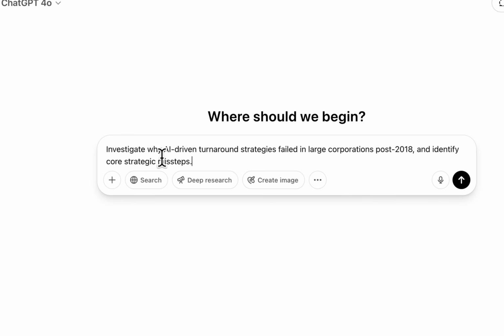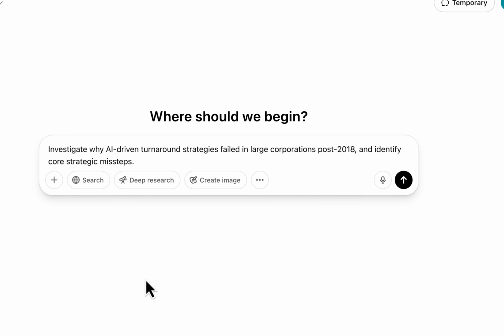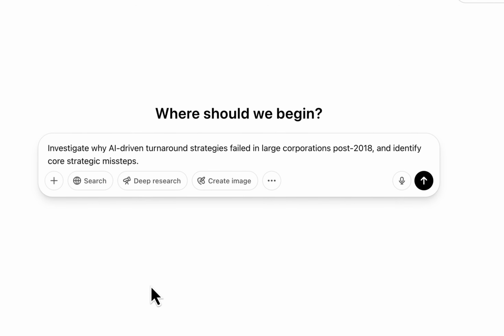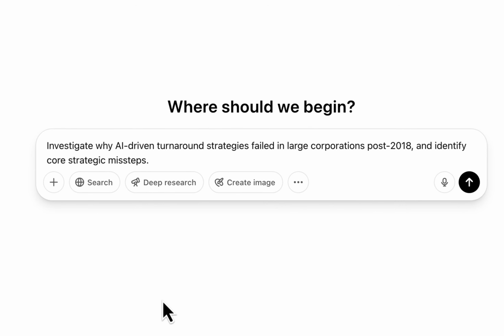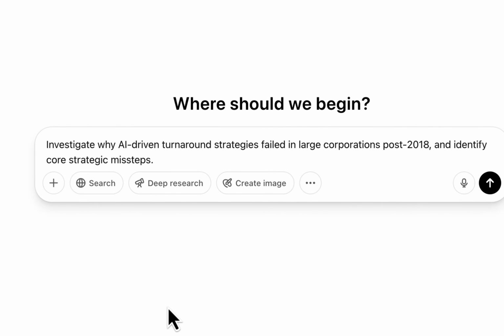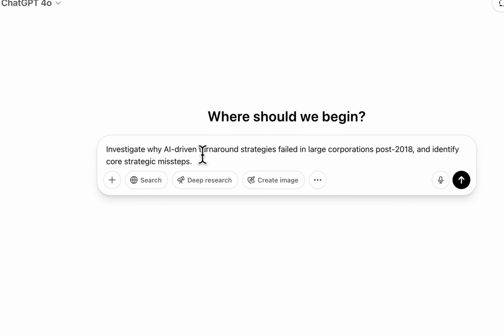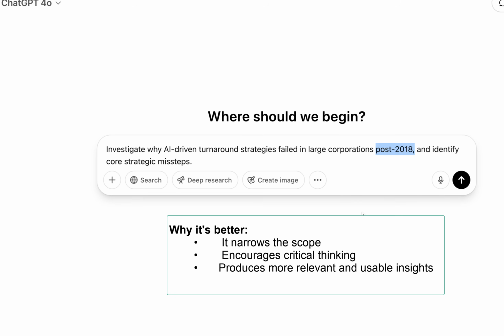So a much better prompt would look something like this. Investigate why AI-driven turnaround strategies failed in large corporations post-2018 and identify core strategic missteps. And the reason this is so much better is that we have a clearer focus on a specific scenario. So we're talking here about turnaround strategies, where it sets a time frame. It's telling deep research to focus mainly on articles on what's happening post 2018. So overall, this narrows the scope, it encourages critical thinking, and then it produces more relevant and usable insights.